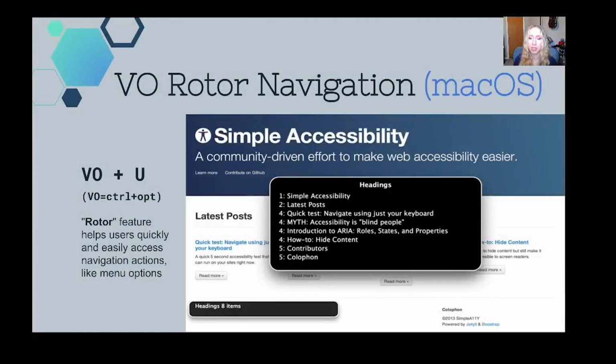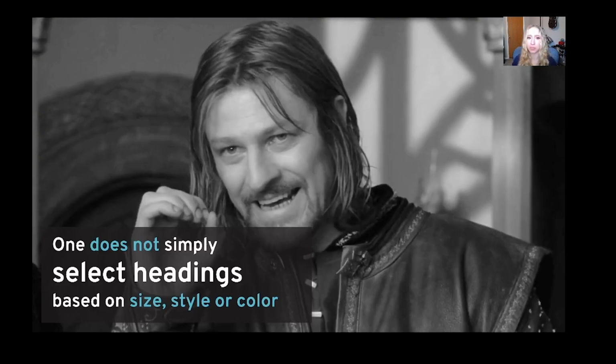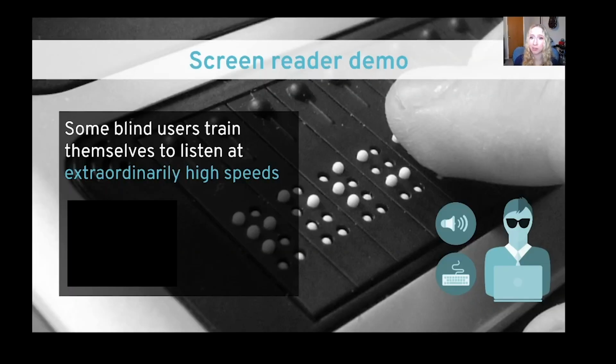A sighted user can take a look at this page and kind of get an idea of how the information is being structured and communicated. Screen reader users have alternative ways of doing that. Screen readers are typically able to navigate by categories such as headings, links, form controls, articles, and landmarks. So it's important that we're communicating this information structure. So one does not simply select headings based on size, style, or color. It should be based on the information architecture and what we're trying to communicate.